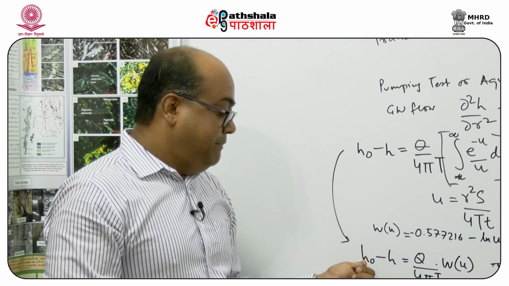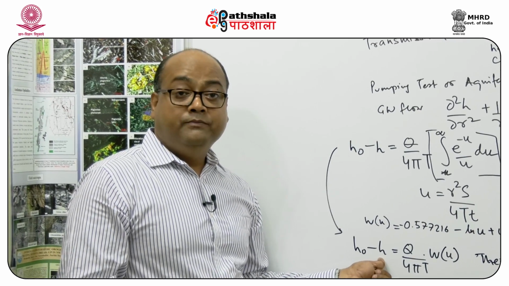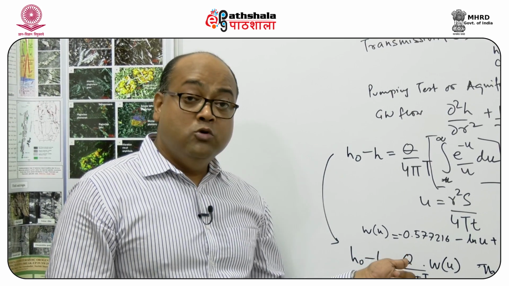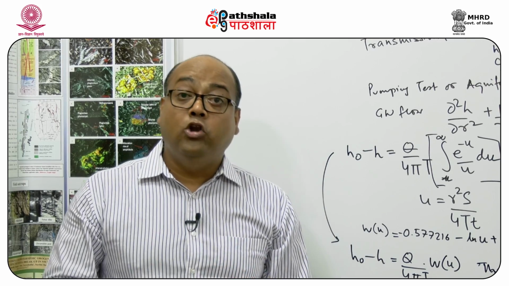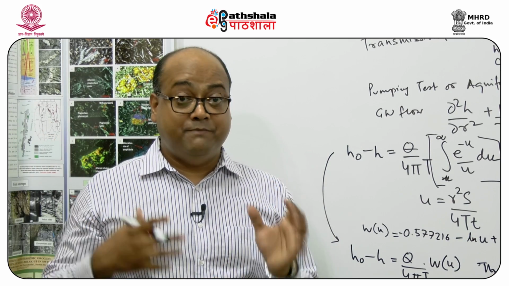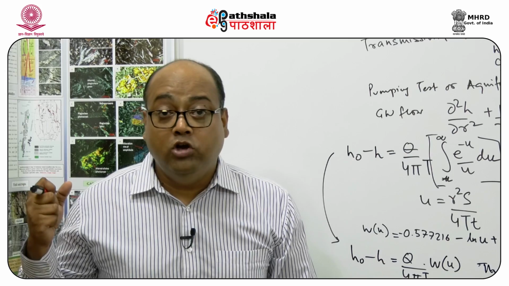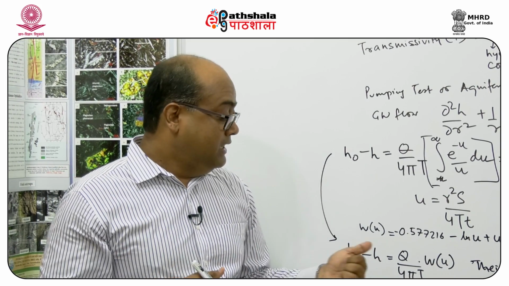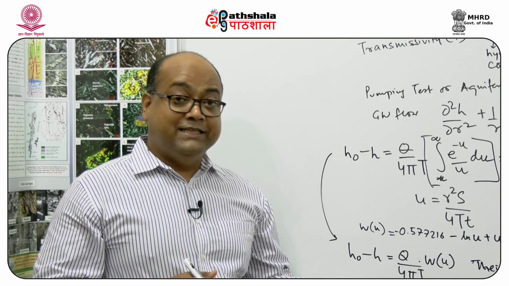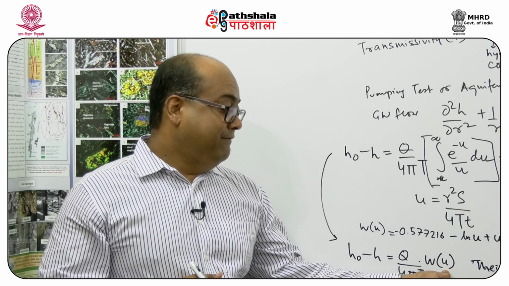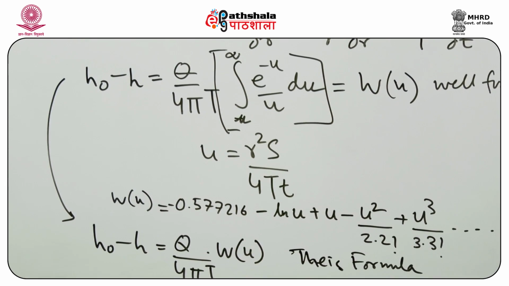What it says is that the drawdown is given by Q. What is Q? Q is the volume of water that is pumped, and please remember that this is a constant volume of water pumped in time. T again is the transmissivity, and W(u) is the well function.